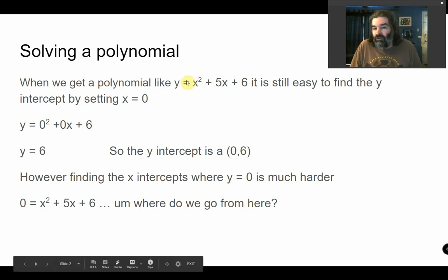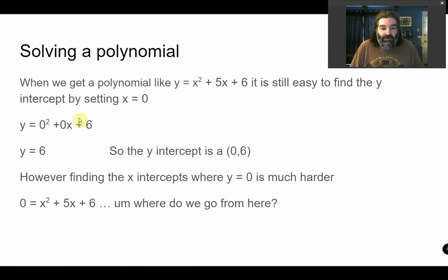So, if I give you a polynomial like this, y equals x squared plus 5x plus 6, finding the y-intercept's still pretty easy. You just set x equal to 0, and if you notice, anything with an x vanishes, and you end up with 6 being the only thing that's left, right? Because multiplying 5 by 0, you still get 0. So the y-intercept would be (0, 6).